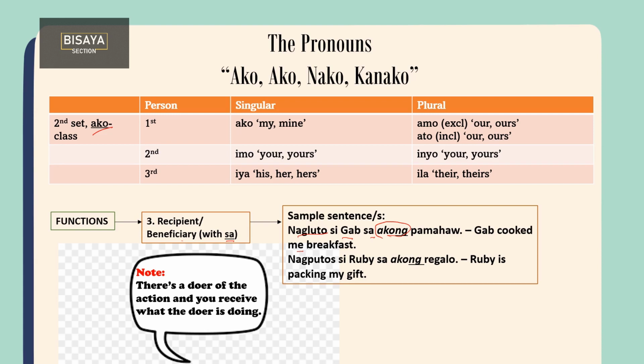And nagputos si Ruby sa akong regalo. Meaning Ruby is packing my gift. I received the gift packed by Ruby. So that's how it functions as a recipient.